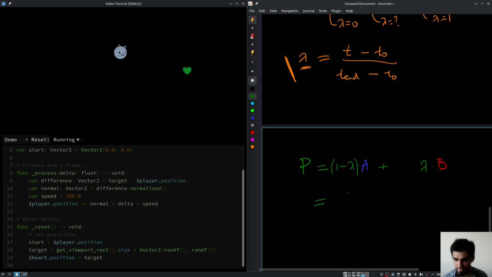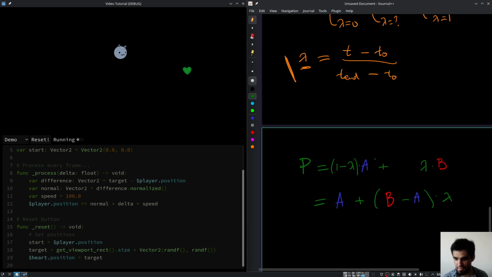But another way to write this is going to be, well, A plus (B minus A) times lambda.